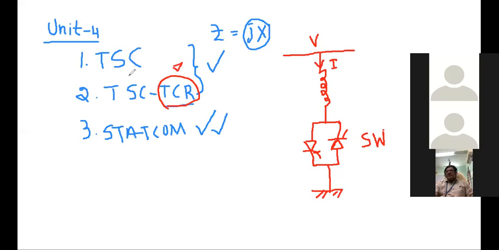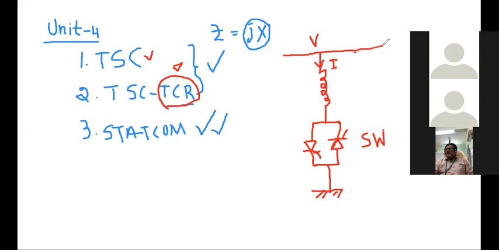First device, though we have syllabus as TSC, TSC, TCR, STATCOM, generally we have this TCR first. Then second one, thyristor switched capacitor. Here itself, I am representing the diagram, that is thyristor switched capacitor. Okay, please go through this one. Same, you can see that here, just I am replacing the inductor by the capacitance. Remaining power circuit diagram is same. That means we have a capacitor in place of inductor. So this is the power circuit diagram as per thyristor switched capacitor is concerned.